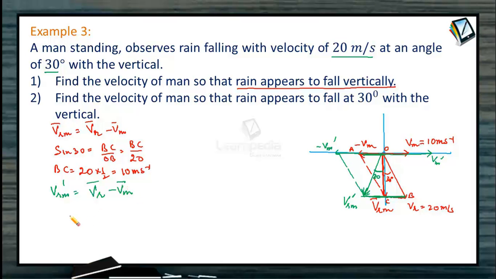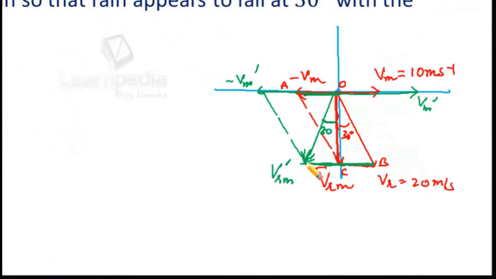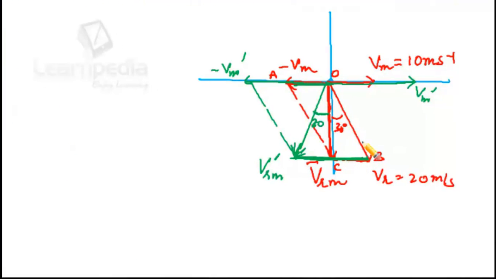Now the speed of the man has changed. So we have to subtract Vm dash from Vr. We get this picture. So geometrically we can get the value from here directly. We know this is 10. This is 20. This side is 10. This angle is 30. This angle is 30 again. So what will be this side? We require to calculate Vrm dash.